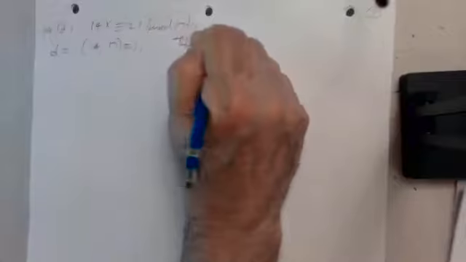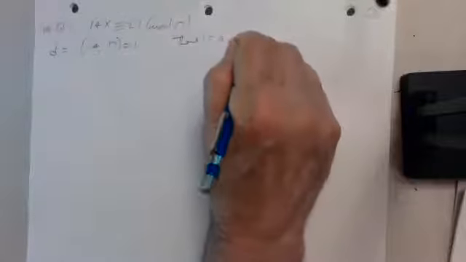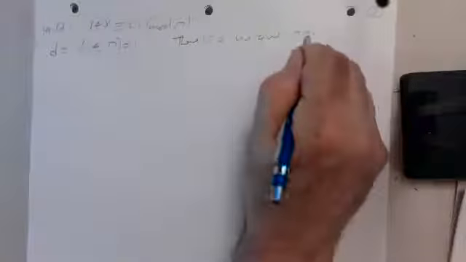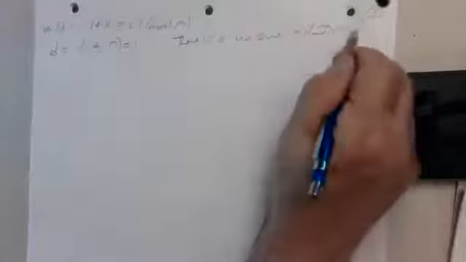And D, let me just finish the problem, is 14x congruent to 21 mod 17. So D, which is the greatest common divisor of 14 and 17, is 1. So 21, and every number is divisible by 1. So this congruence has a unique solution modulo 17.